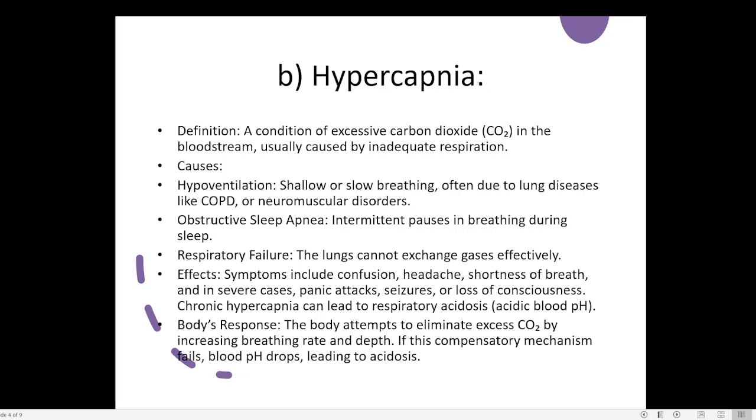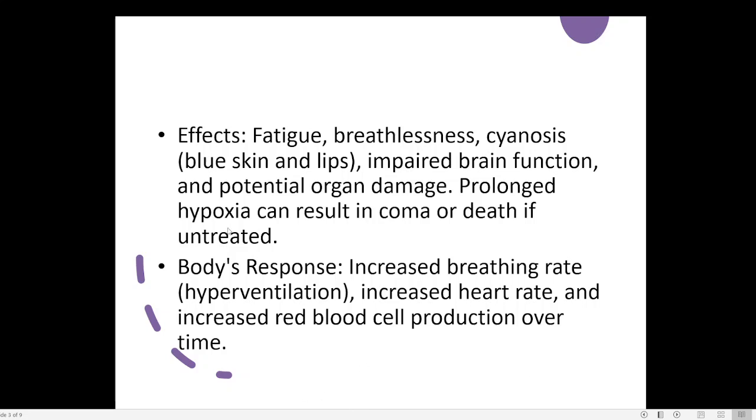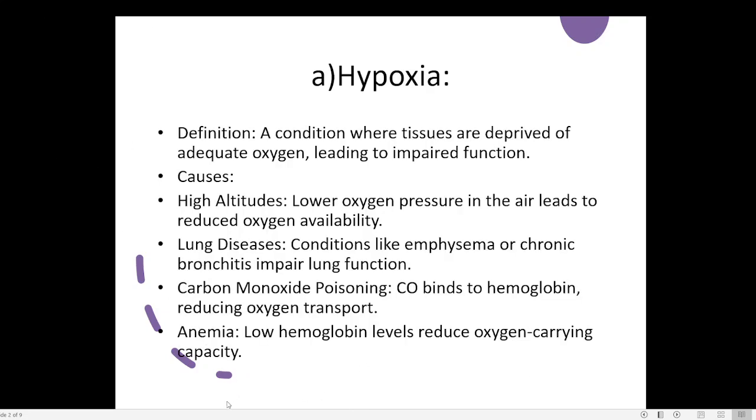Hypoventilation means shallow or slow breathing. So instead of breathing at a normal rate, if you are breathing very slowly, as in the case of older people or some people with a lung disorder, often due to lung disease like COPD or neuromuscular disease. COPD is a very dangerous disease. I will show you a picture of COPD. What is COPD? Because it is a very damaging disease.